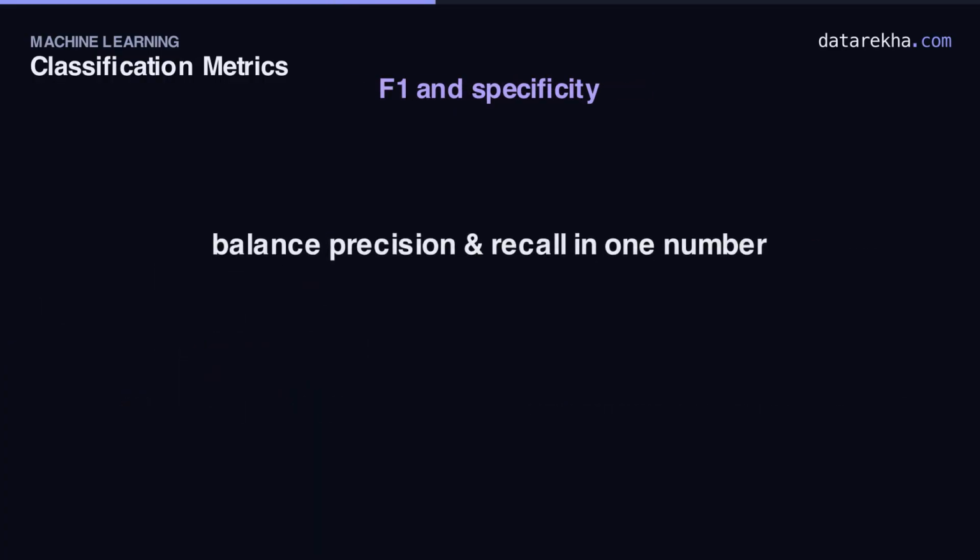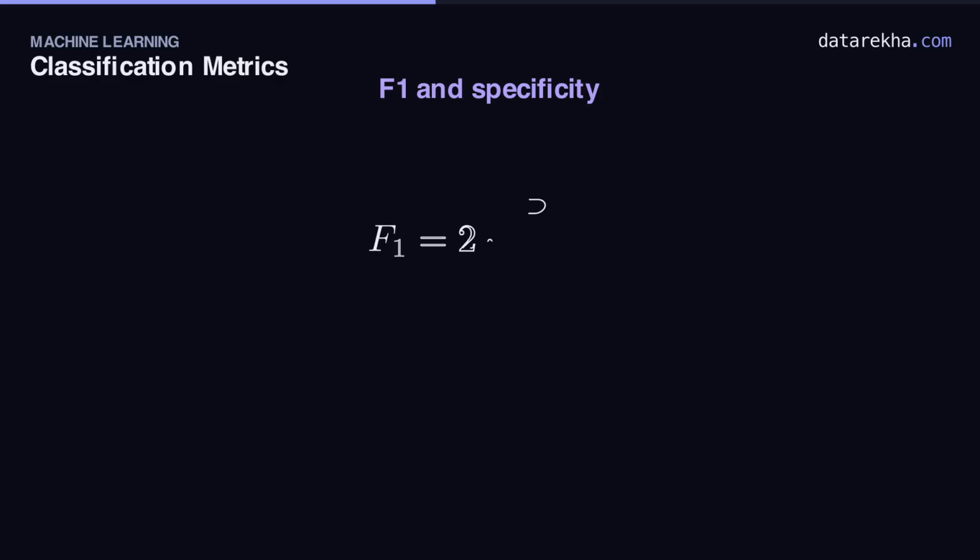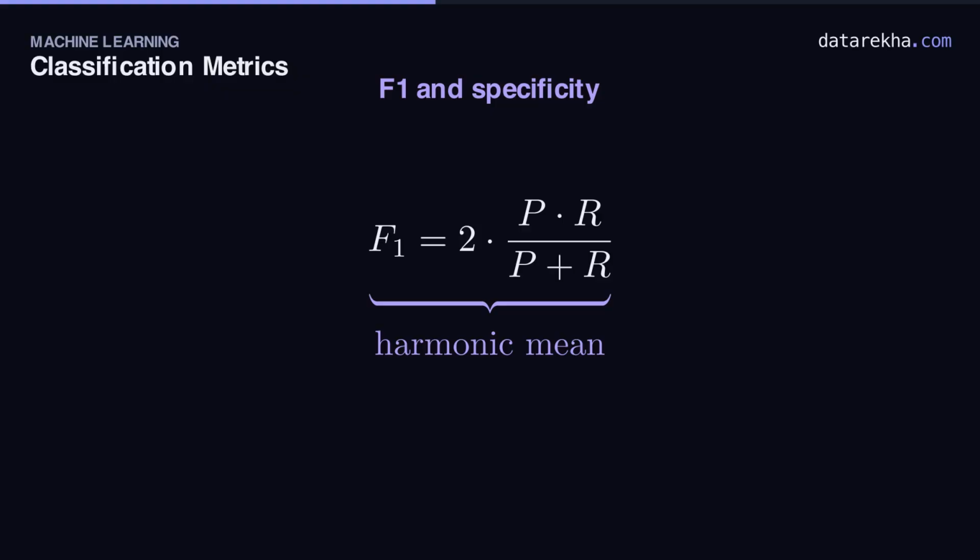Precision and recall pull in opposite directions, so we often want one number that balances them. A plain average won't do. 90 and 10 average to 50, which looks mediocre rather than broken. We want a score that punishes that imbalance. The answer is the F1 score, the harmonic mean of precision and recall. 2 times precision times recall, over precision plus recall. The harmonic mean leans toward the smaller of the two. So if either one tanks, F1 tanks with it.